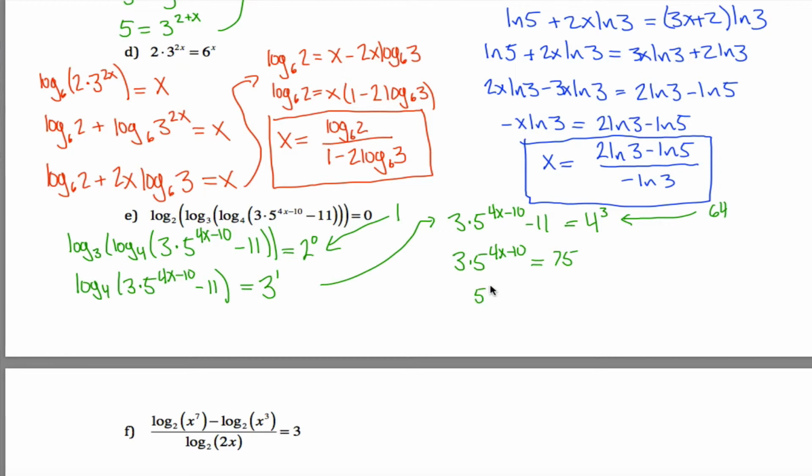Divide by 3, you get 5 to the 4x minus 10 power is equal to 25. Take the log base 5 of both sides of the equation, and you get 4x minus 10 is equal to the log base 5 of 25. So 4x minus 10 is equal to 2, because the log base 5 of 25 is just 2, since 5 to the 2nd power equals 25. Add 10 to both sides, and then finally divide by 4, and you get x equals 3 for your solution.